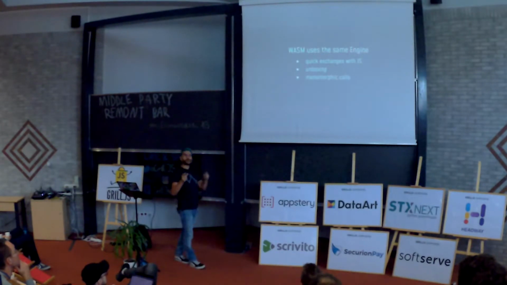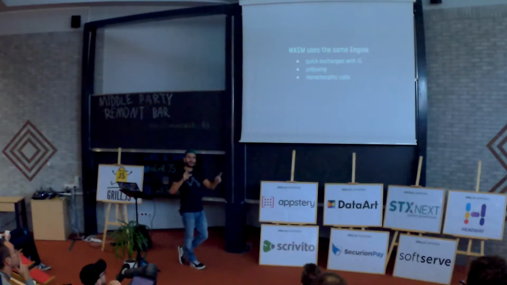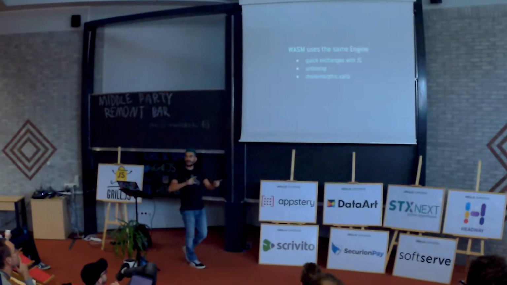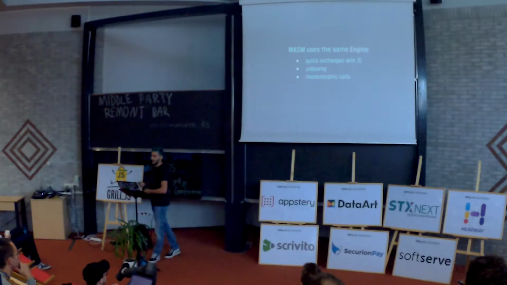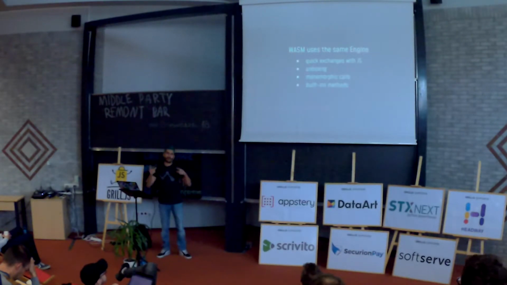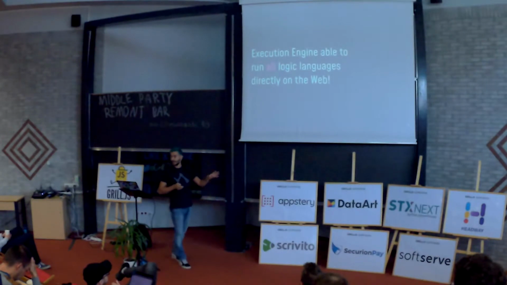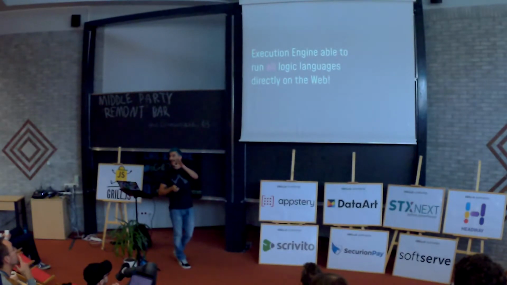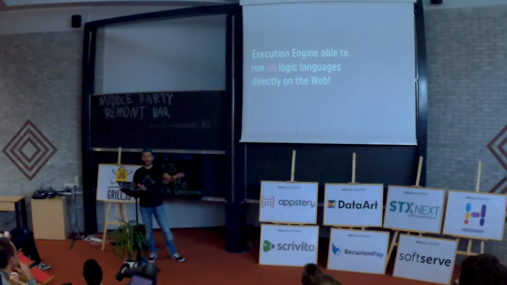It allows you to do monomorphic calls, which are calls to a function that returns the same type at the end as the type that is passed as argument at the start. So it is, again, powerful enough. And it has a lot of built-in methods to prevent some back and forth inside your browser. So the execution engine is now able to run any logic language directly on the web because they are compiled.